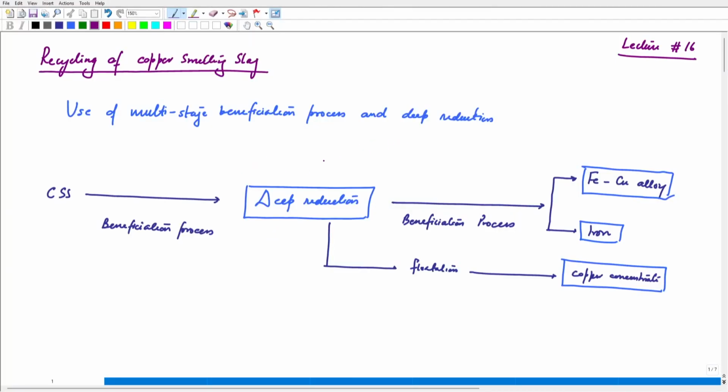Now, we are going to focus on the recycling of copper smelter slags, and again in the slide that we are going to see, we see the use of the multi-stage beneficiation process and deep reduction. So, we are going to again go into multi-stage beneficiation and deep reduction. Deep reduction is basically the use of various additions that we make during the pyrometallurgical process that help in the reactions that we expect.